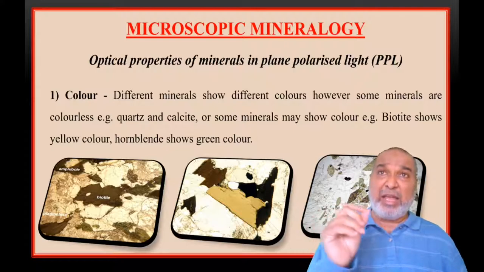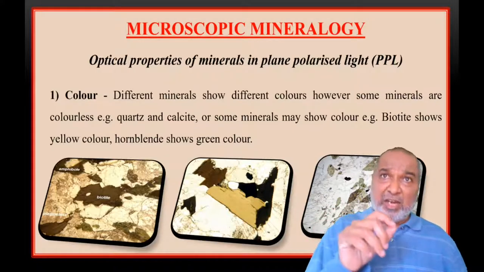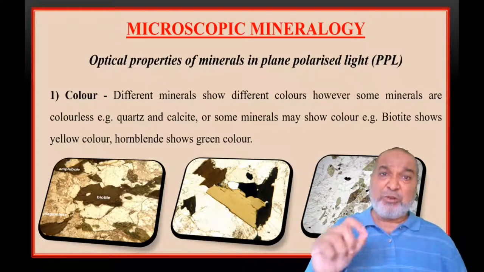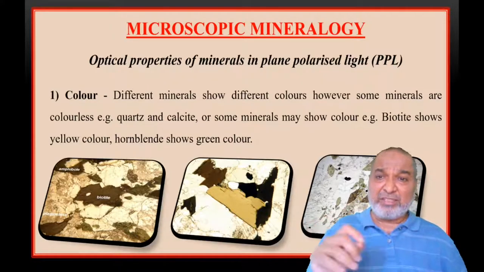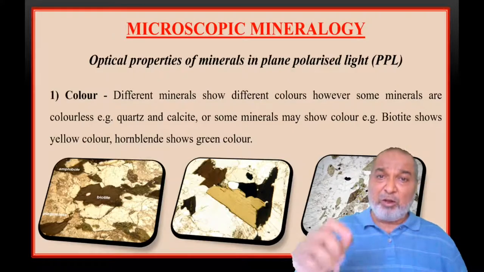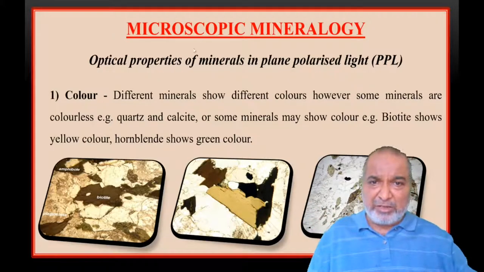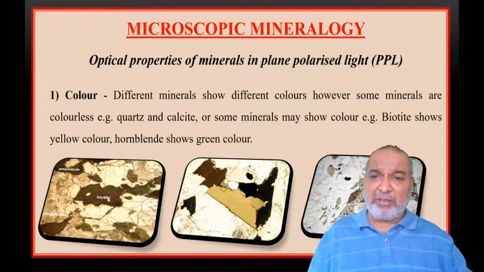But those minerals that have color, light green, dark yellow, dark brown, or pinkish, you have to write that particular color. For example, biotite shows yellow color, hornblende shows the green one. So these are simple examples. Here we are giving you three slides which have been shown now. Here we can see the biotite. See here also the biotite is there.